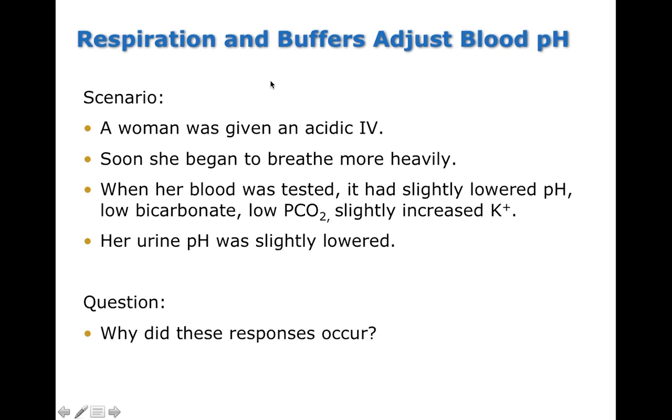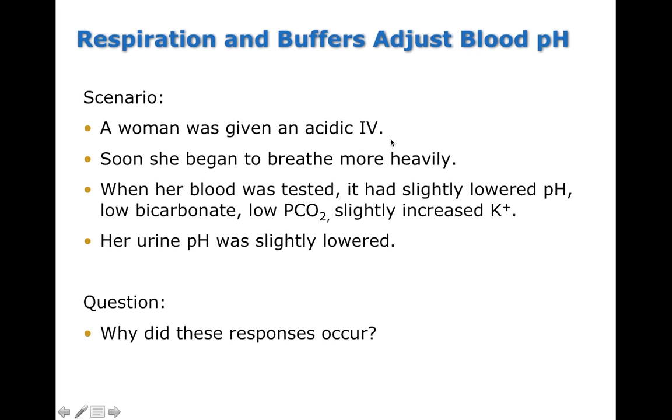So in terms of respiration and buffers against blood pH, let's look at an example scenario. A woman is given an acidic IV, and she began to breathe more heavily as a result. When her blood was tested, it slightly lowered the pH, which makes sense because it's an acidic IV. She has a lower bicarb, low PCO2, and slightly higher potassium levels. Her urine pH was also slightly lowered. The question here says, why did these responses occur?